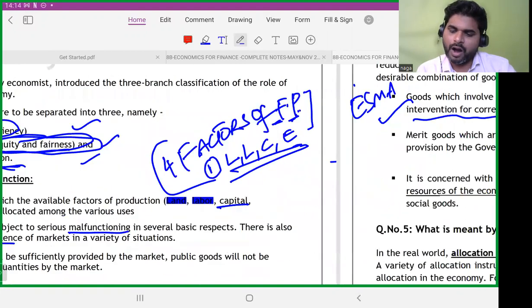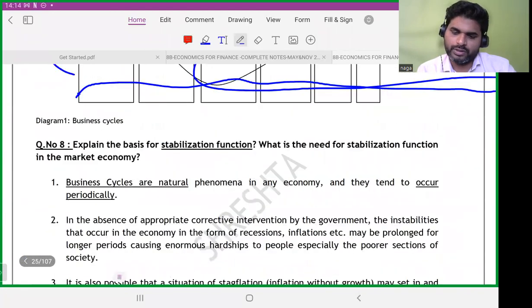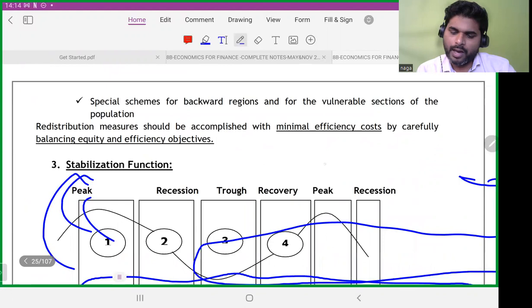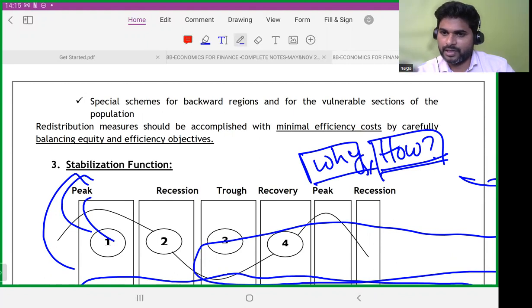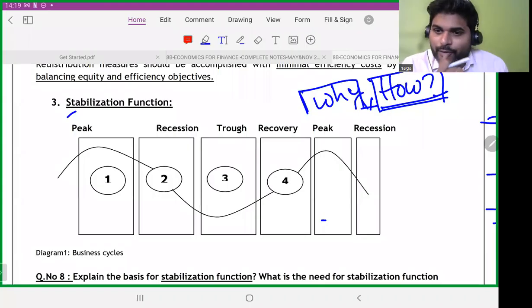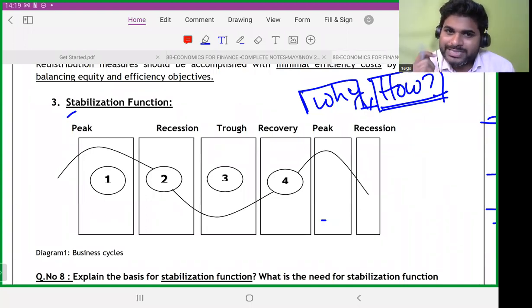Again, the same questions: why and how. We'll discuss why the government needs to do this and how the government does this. Why and how is very important. Why does the government need to do this? Can the private sector not do this? And second, how does the government do it? If you are convinced with why, then we'll discuss how. So why does the government need to do the stabilization function? What is stabilization?